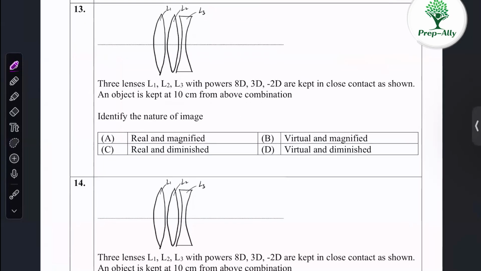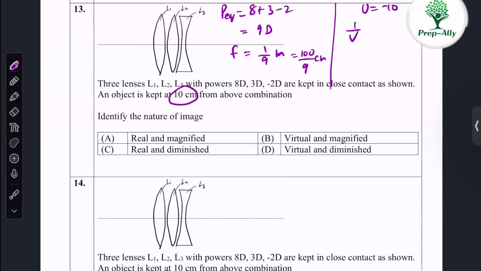So 3 lenses are kept with some power. So equivalent power will be equal to P1 plus P2 plus P3, 8 plus 3 minus 2, 9 diopter. Then equivalent focal length will be equal to 1 by 9 meters, or 100 by 9 centimeters. But object is kept at 10 centimeters. So U equal to -10. So replacing all 3 lenses with single lens, whose equivalent focal length is 100 by 9.